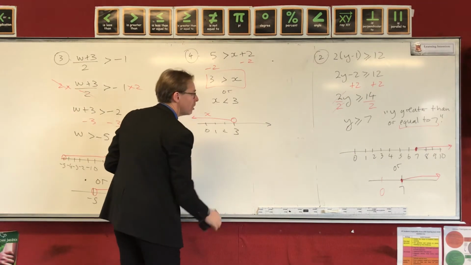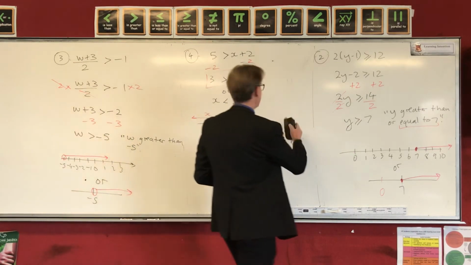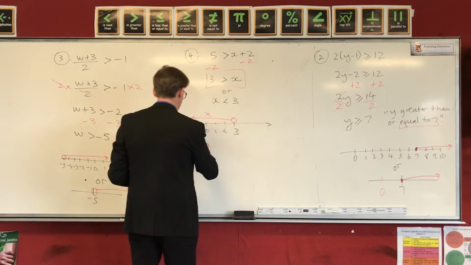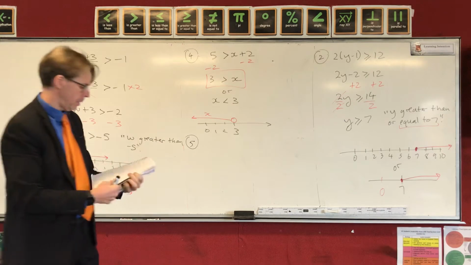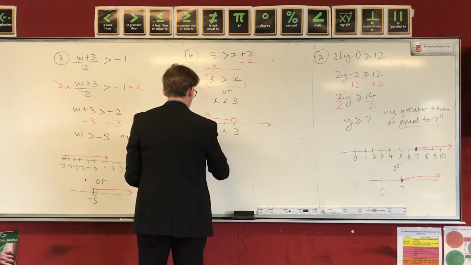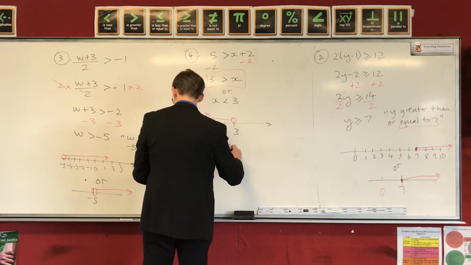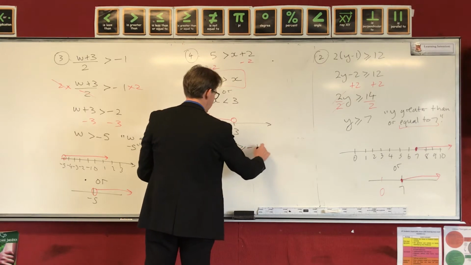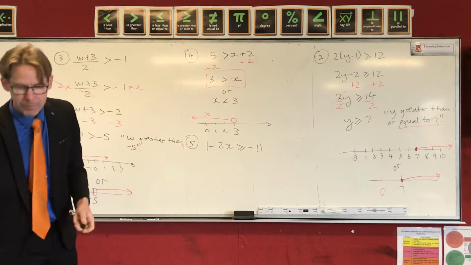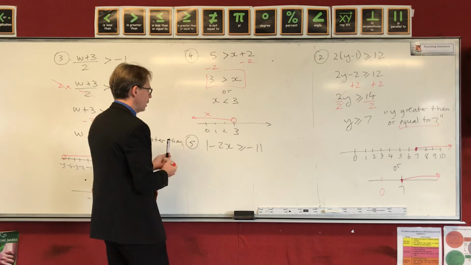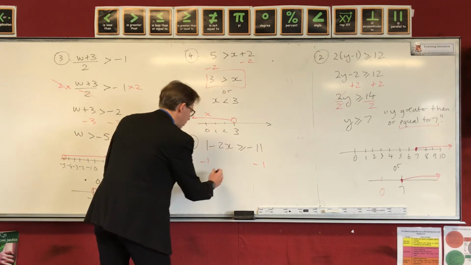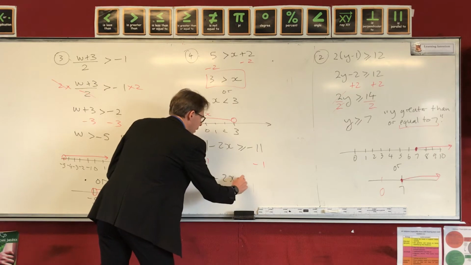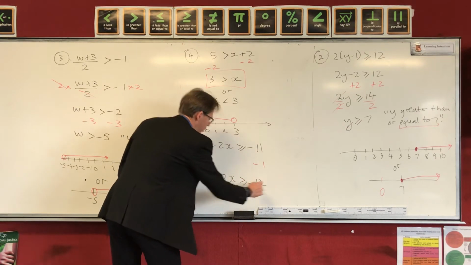Now, let's do question 5. We'll put over here. Question number 5. Alright, so we've got 1 minus 2x greater than or equal to minus 11. Okay, so let's subtract 1 from both sides. That gives me minus 2x is bigger than or equal to minus 12.